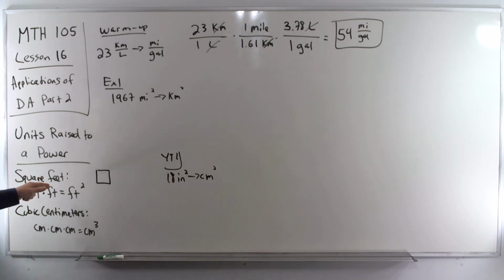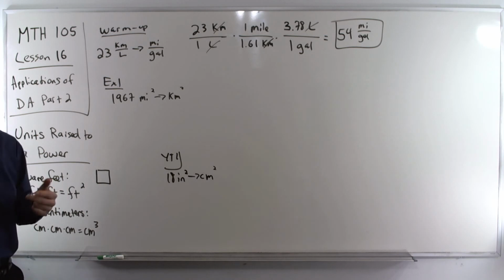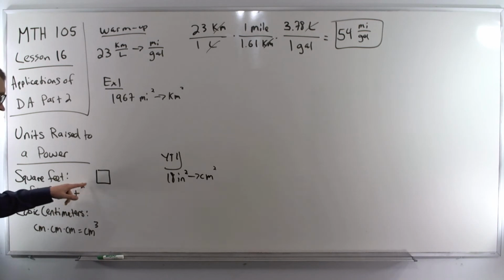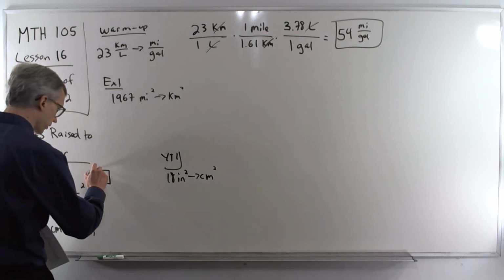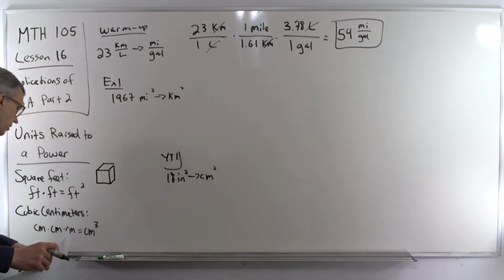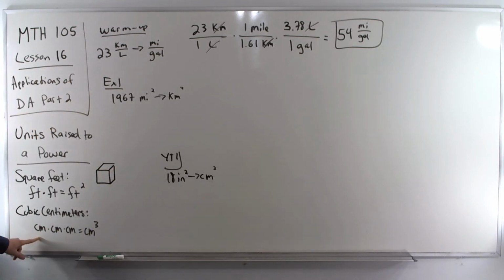So the same thing happens with units as happens with variables or with numbers. 2 times 2 is 2 squared. X times x is x squared. Feet times feet is feet squared. You can either write that as feet with an exponent 2, or you can just write out square feet. The same idea happens with volume. But with volume, we've got 3 dimensions: length, width, and height. So we're going to multiply 3 units together. Centimeters times centimeters times centimeters. That's centimeters to the 3rd power, or cubic centimeters.